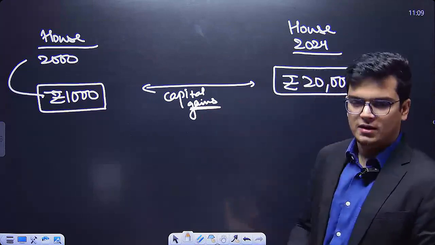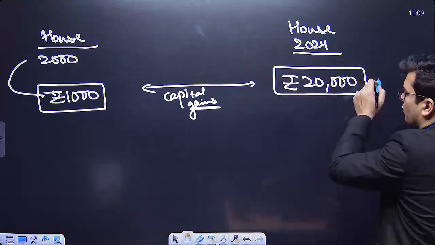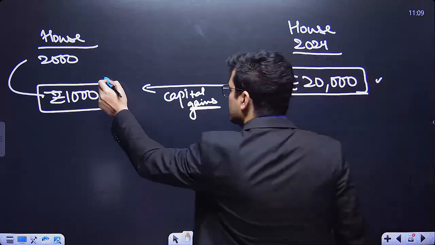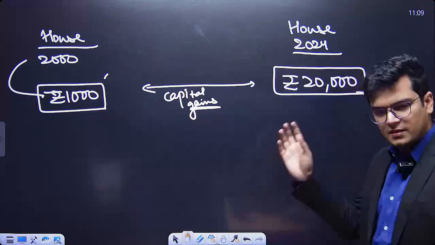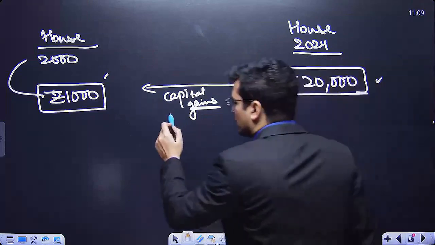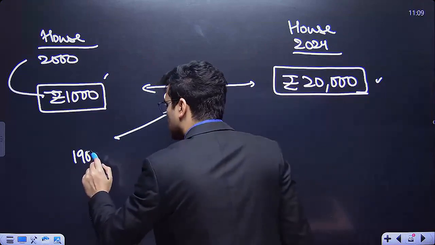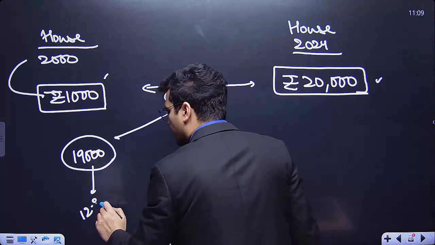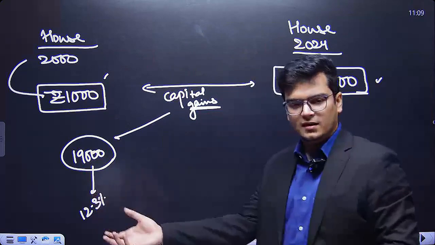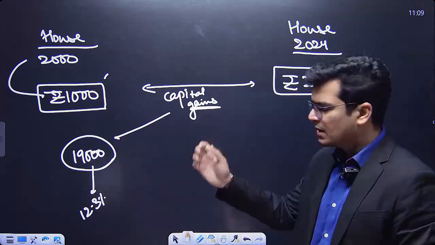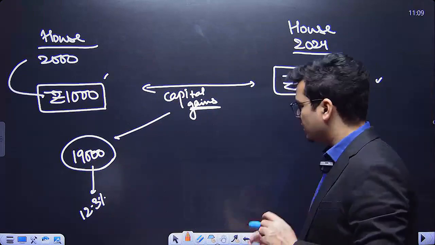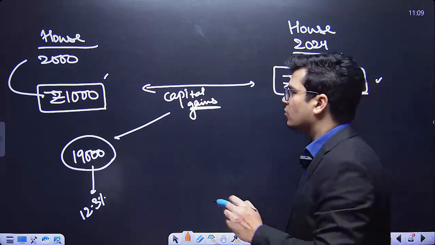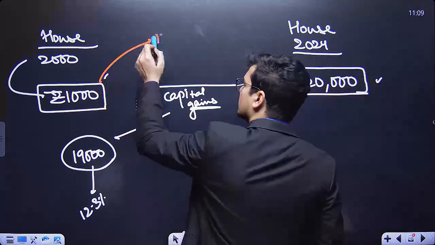One way to calculate is: you are selling for 20,000. You had purchased for 1,000. Therefore, your capital gains are 19,000 rupees. On this 19,000, you pay a tax of 12.5%, or whatever the capital gains rate is. This is one way. There is one other way of calculating, which is indexing this with inflation.